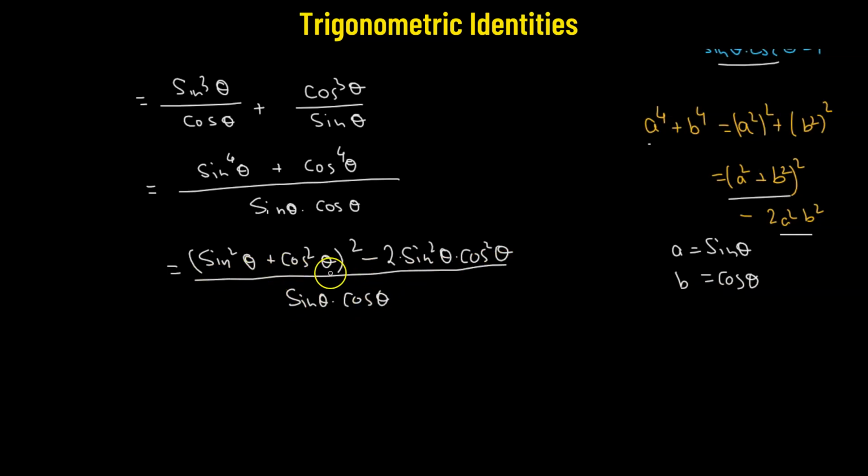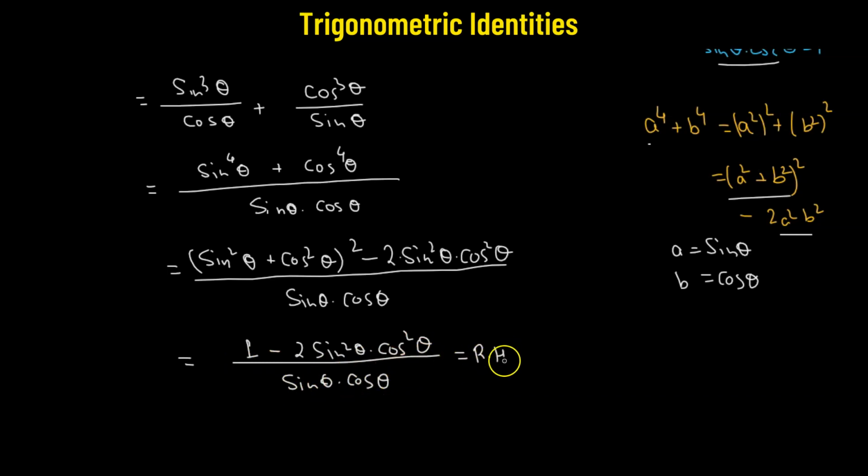Now sine squared theta plus cosine squared theta is a standard identity with a value of 1. So we finally get 1 minus 2 times sine squared theta times cosine squared theta, whole divided by sine theta times cosine theta, and this is the expression on the right hand side. Hence we have successfully shown that the left hand side is equal to the right hand side, hence proved.